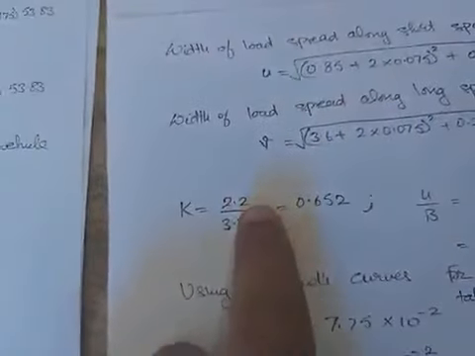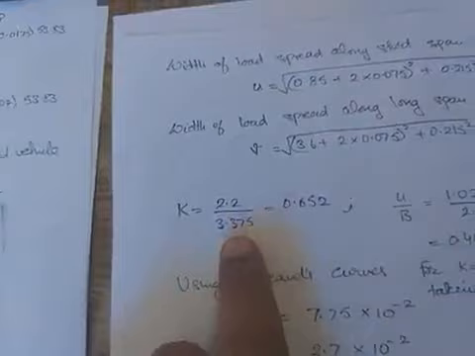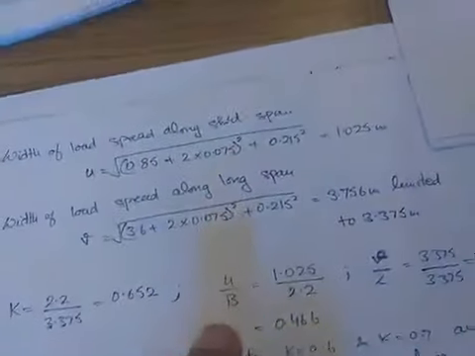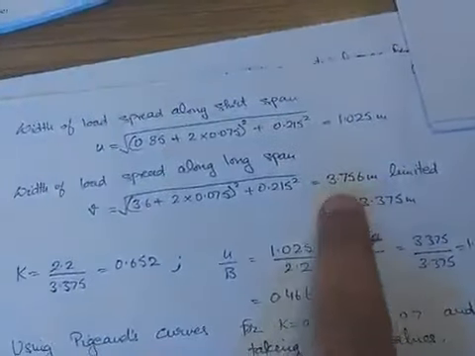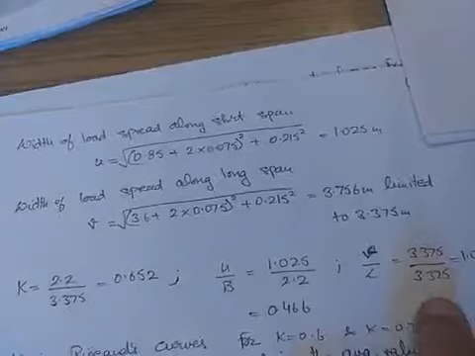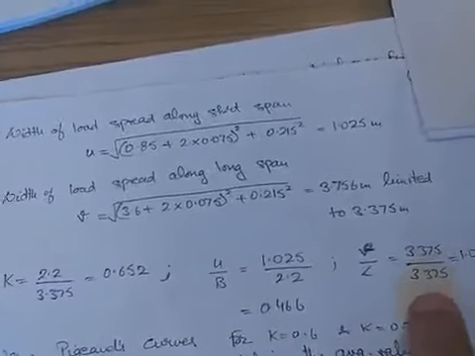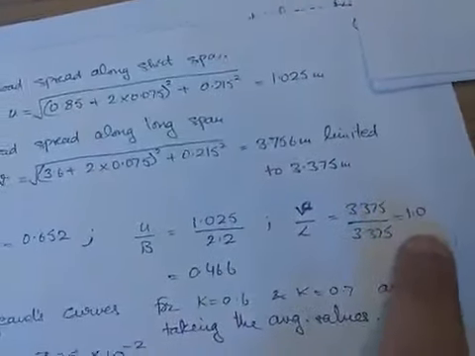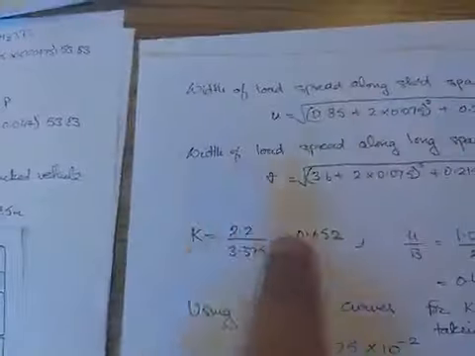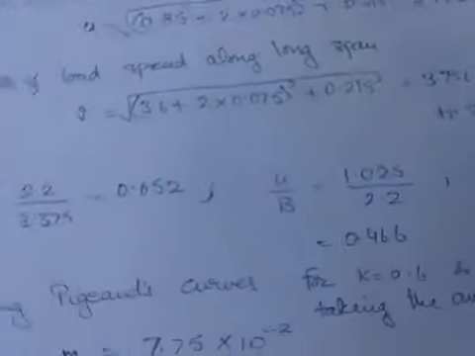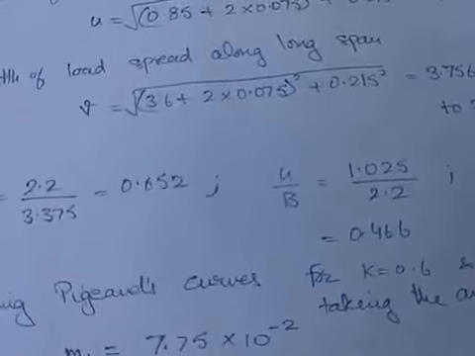Now you can calculate the k value. k is the short span divided by the long span, which gives me 0.652. u by b: u is 1.025, which we have calculated over here, and b is 2.2. v we have calculated over here, limited to 3.375, and l is 3.375. So we get v by l as 1. So corresponding to this u by b and v by l, and corresponding to k as 0.65, remember that the Pigeaud curves are available for k as 0.6 and 0.7.